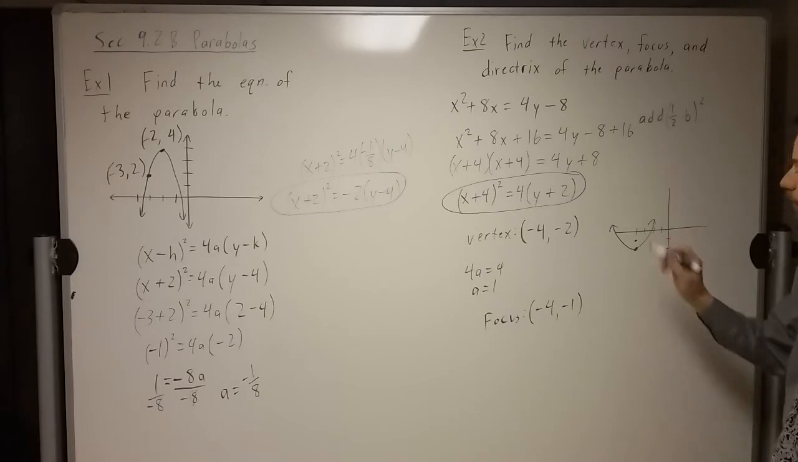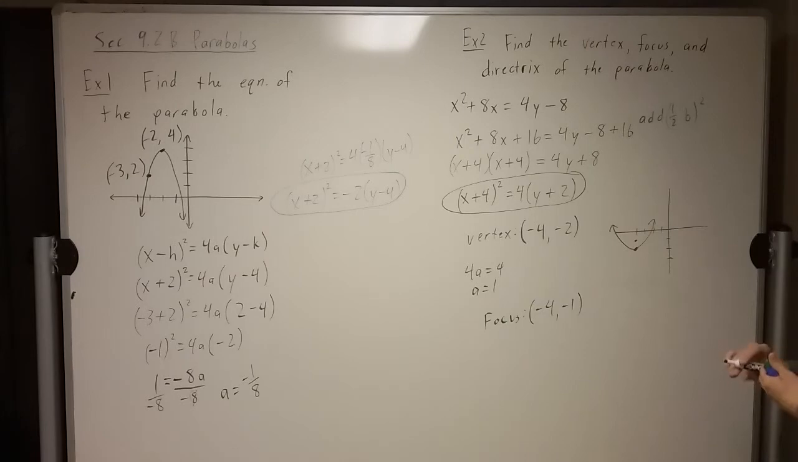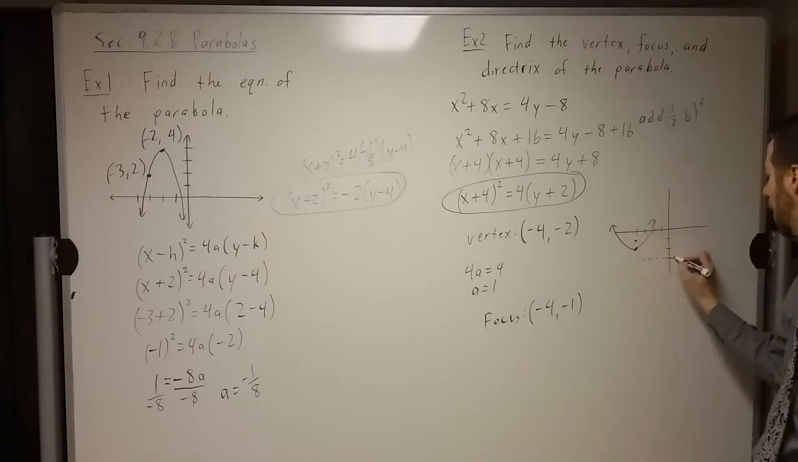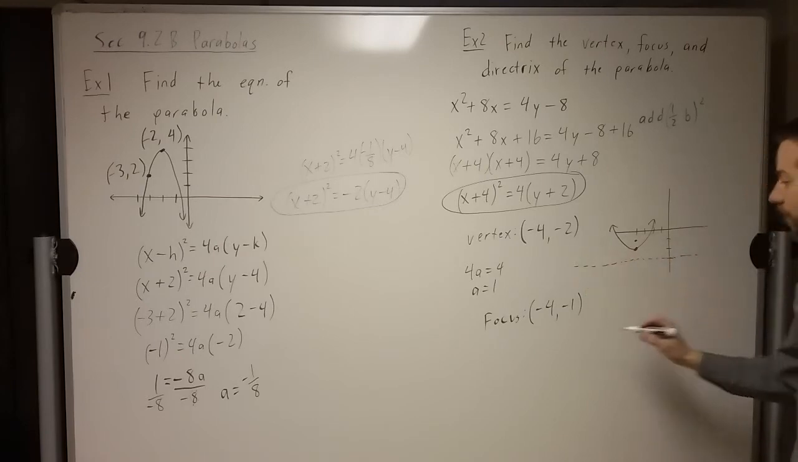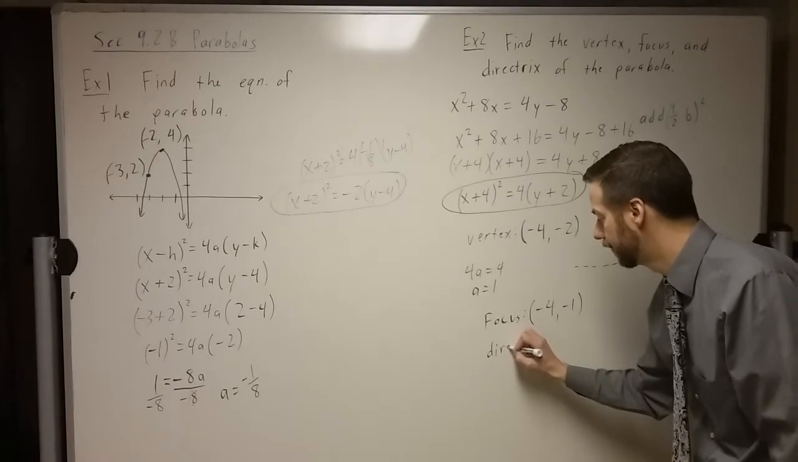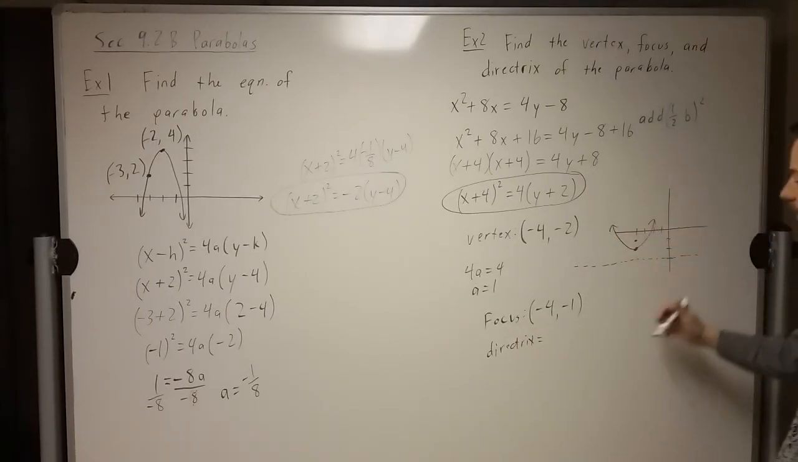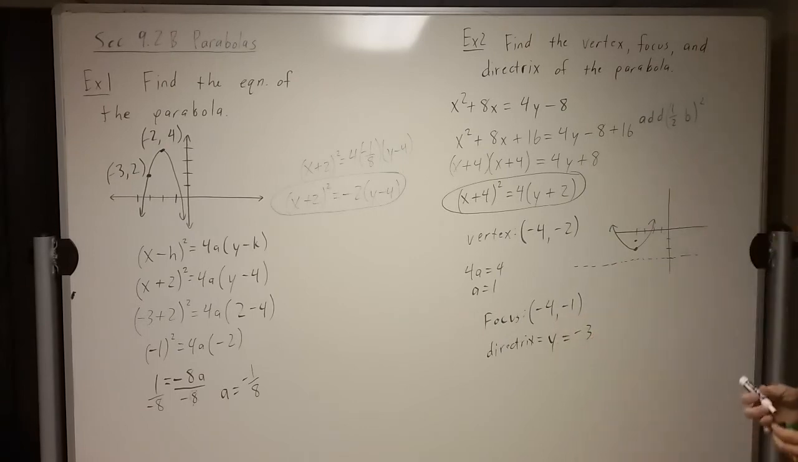The other part that we're supposed to find though is the directrix. Now remember, however much I go to get to the focus, I have to go that same amount but in the opposite direction to get to the directrix. So I went 1 unit up to get to the focus, which means I need to go 1 unit down to get to the directrix. And remember, the directrix is not a point, it's a line, which means the directrix is this horizontal line that's down 3 units. And since it's horizontal, it's going to be the line y equals -3.